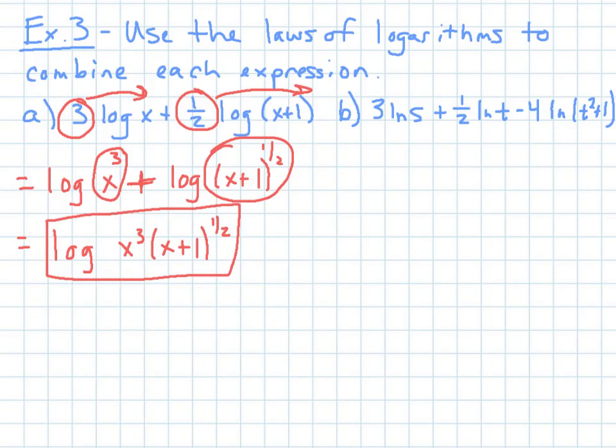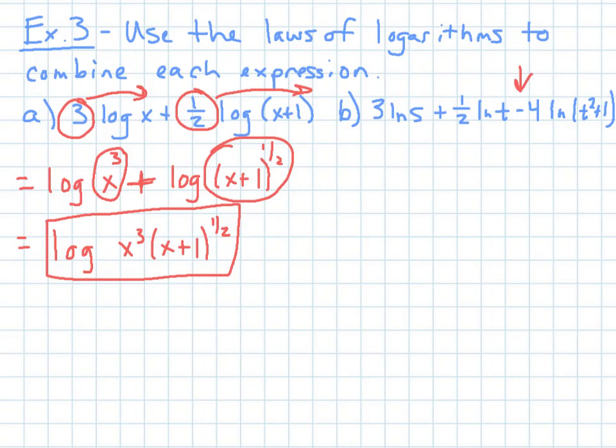Now letter B, same thing. Now this is the tricky part. You could ignore the negative sign here and just wait till the end, but sometimes that makes the logs for the quotient property tricky. So how I'm going to tell you to do this will negate that problem. You won't have to worry about it.